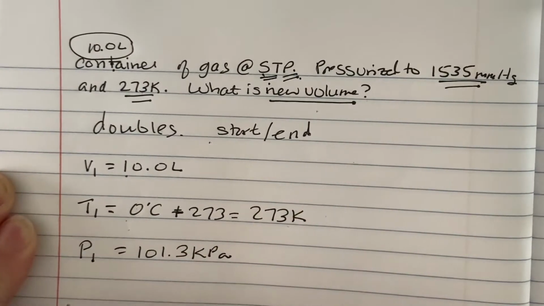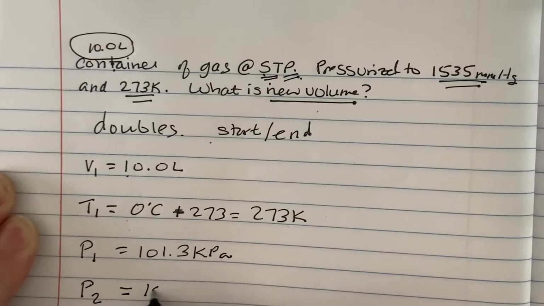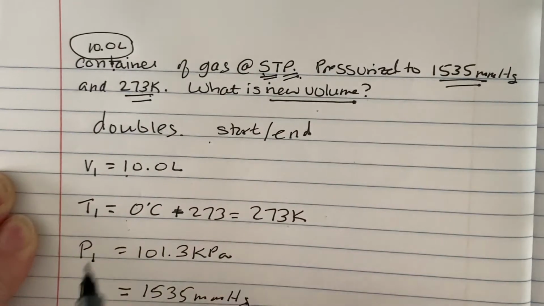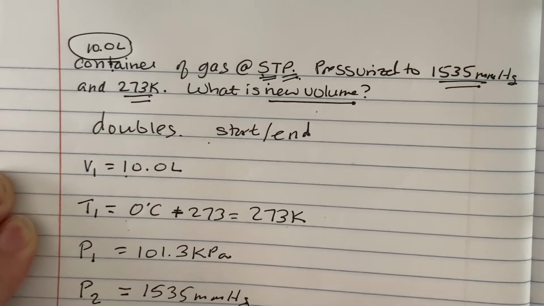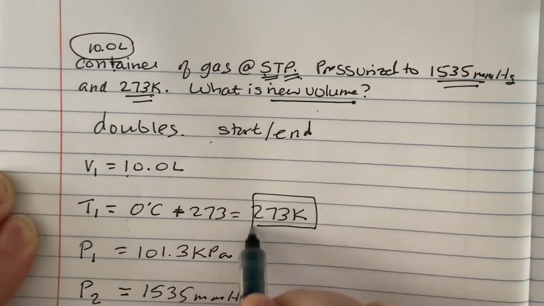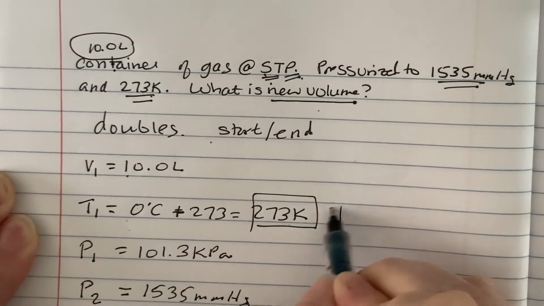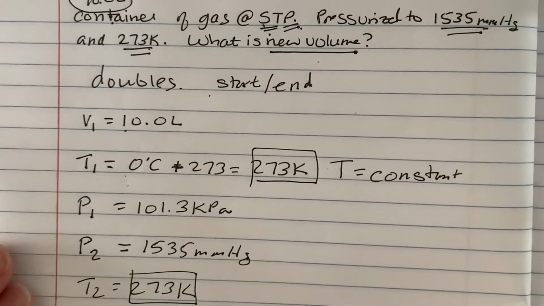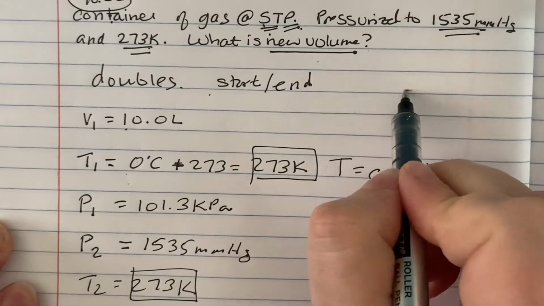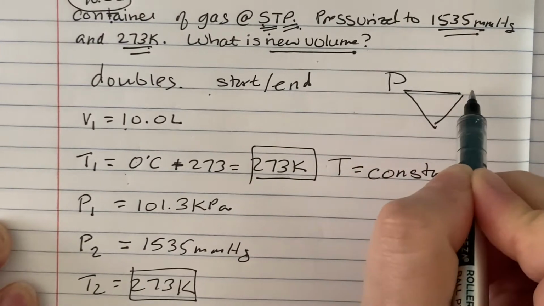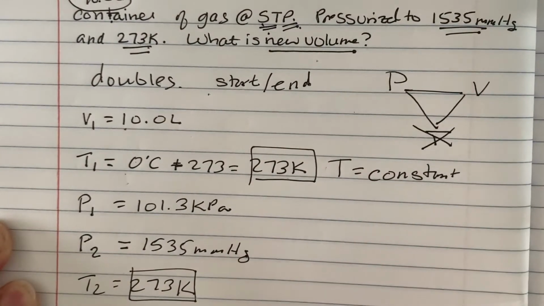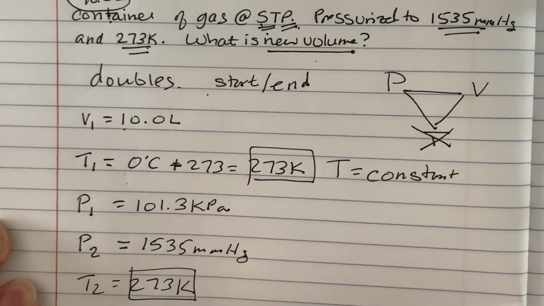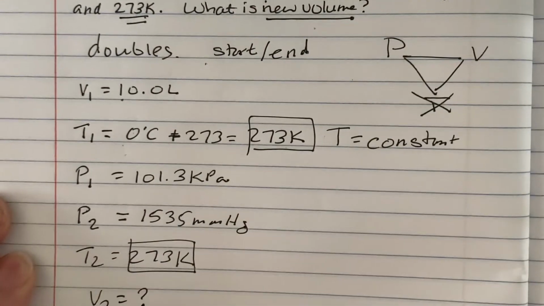Now it's pressurized, so it's changing the pressure to 1535 millimeters of mercury and 273 K, temperature 273 K. Oh, wait a second, these guys are the same. So temperature is actually a constant. Temperature is a constant, I know that guy's not going to be on my triangle, so I'm going to X him off. Okay, what is the new volume? So V2 equals question mark.